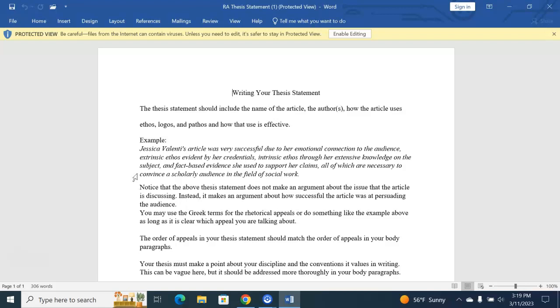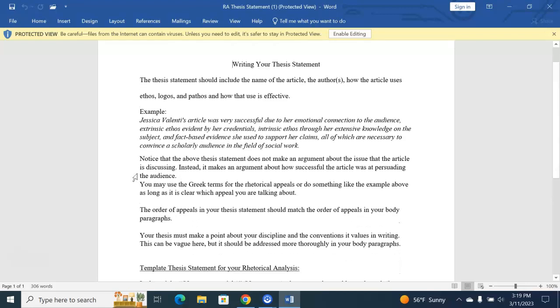Extrinsic ethos evident by her credentials. Intrinsic ethos through her extensive knowledge on the subject. And fact-based evidence, that's logos, she used to support her claims, all of which are necessary to convince a scholarly audience in the field of social work. All right, so every single element is present. Well, I mean, technically, except for the name of the article, but that's easy enough to fix.